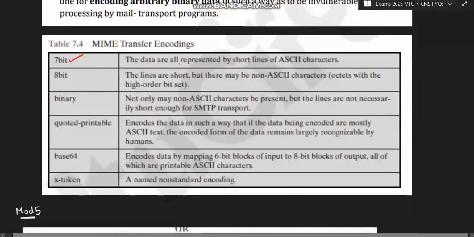These are the data which are represented by short lines of ASCII characters. 8-bit data are short, but there may be non-ASCII characters. Binary data is there, but it is not human readable. Quoted printable data is also a different type of data. Similarly, we have base 64, which converts 6-bit blocks of input to 8-bit blocks of output. In between those, X-token is also present, which is a named non-standard encoding.